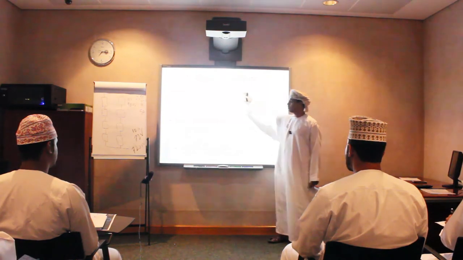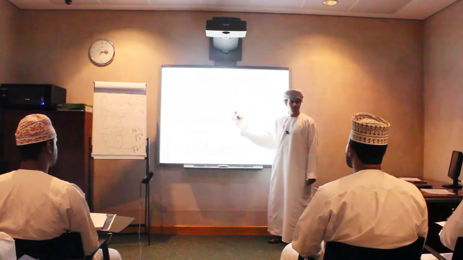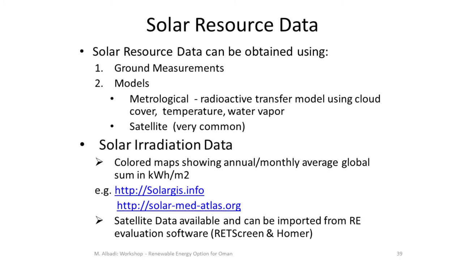If you want to know more about the data, there is information available on some websites. I just put some websites here from where you can get the data of the solar irradiation. This data is very important. You can get it from ground measurements. If you have a meteorological station, this would be the first option, of course.